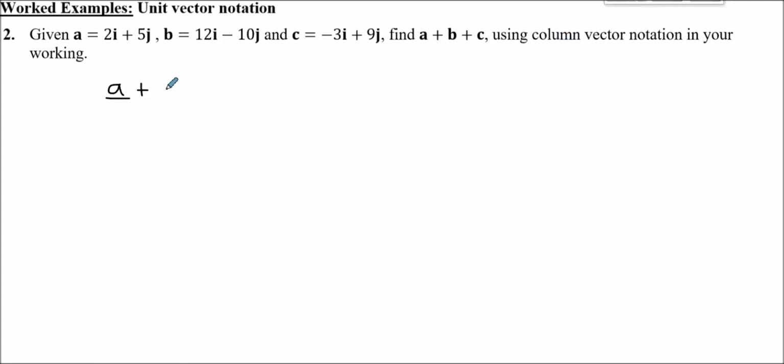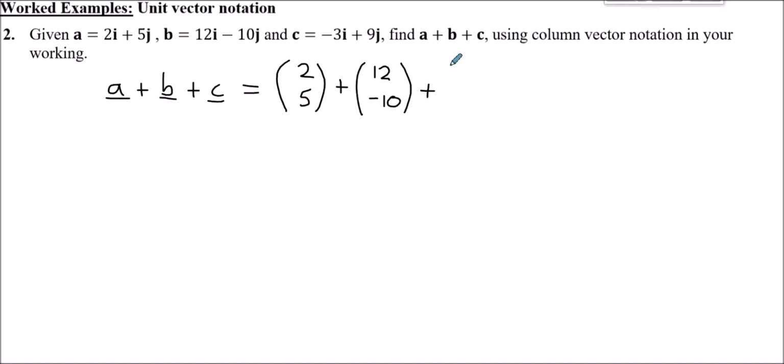So a plus b plus c, column vectors. a is 2i plus 5j, so we just write 2, 5. Plus b, which is 12, minus 10. And then c is just going to be minus 3 at the top, 9 at the bottom. So all we've done here is convert them from one form to the other. a, which is that, we write in column vector form. b, which is this, we write as such. And c, exactly the same way, we just write like this.